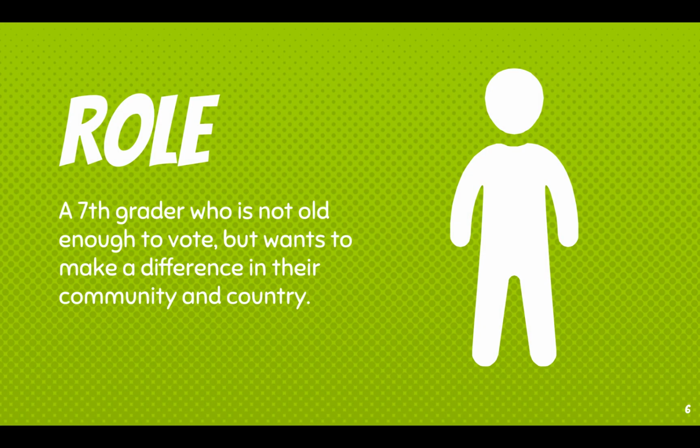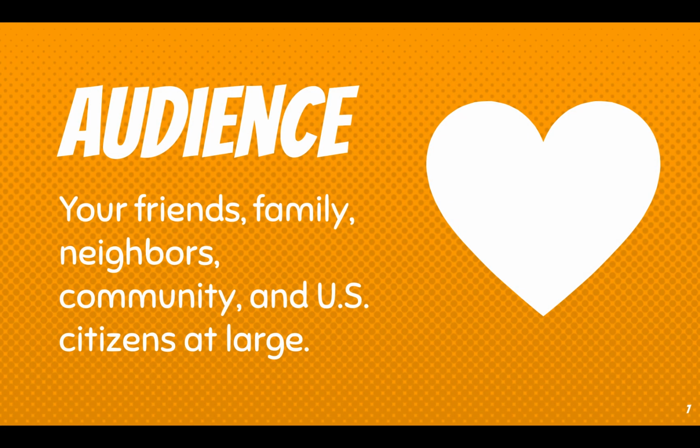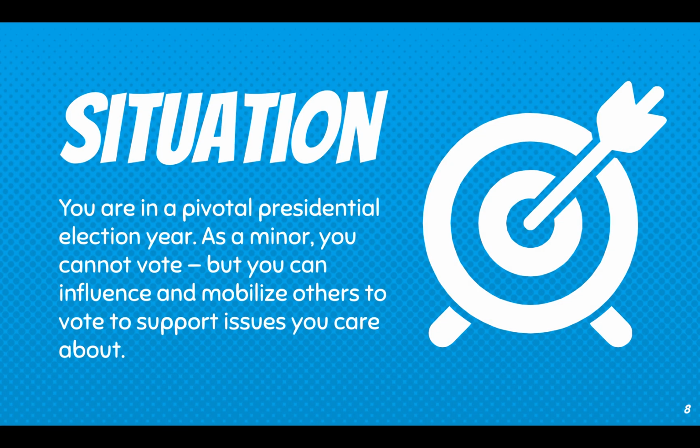Your role is a 7th grader who is not old enough to vote, but wants to make a difference in their community and country. The audience is your friends, your family, your neighbors, your community, the United States citizens at large. Maybe for social media, it could be your followers. The situation is this one. You are in a pivotal presidential election year. Pivotal means very important. As a minor, you cannot vote, but you can influence and mobilize others to vote, to support issues that you care about.